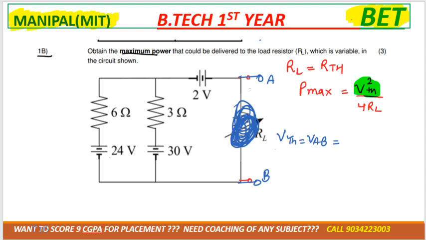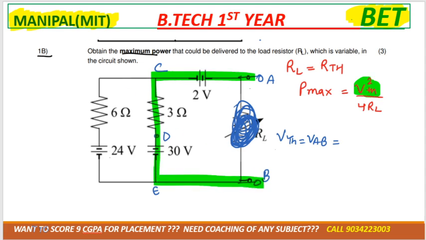Now tell me how we can get VAB. If I solve the circuit, it would be moving from A to C, C to D, D to E, E to B, right? Don't think like current is moving. Think that you are moving: you are standing at A, you need to move towards B. From A you go to C, C to D, D to E, E to B, and you can choose the longer path also, right? That's up to you, but why would you choose the longer path if the shorter path is available?